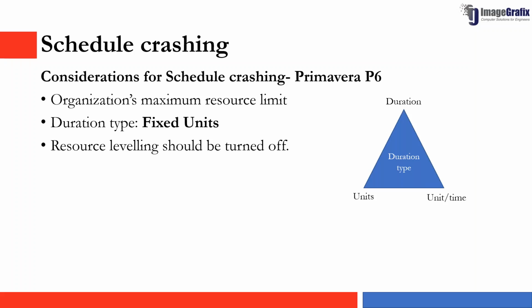And the last one is resource leveling. Resource leveling should be turned off, because the concept of schedule crashing is that we are going to increase the resources. Without turning off resource leveling, we cannot expect the particular resources to work or to get the cost that is being calculated for them. So we need to turn off resource leveling before going into schedule crashing with Primavera P6. These are the considerations we need to maintain when it comes to schedule crashing in Primavera P6.